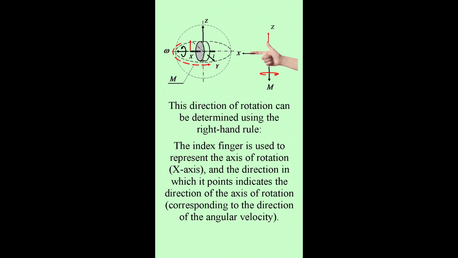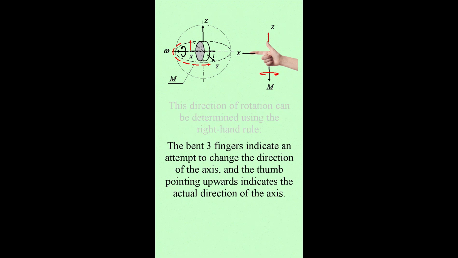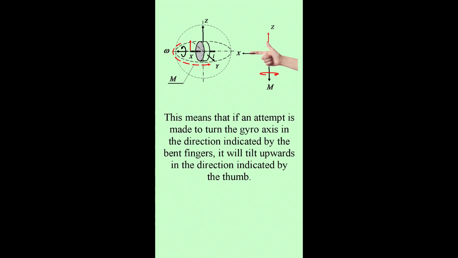The index finger is used to represent the axis of rotation, the x-axis, and the direction in which it points indicates the direction of the axis of rotation, corresponding to the direction of the angular velocity. The bent three fingers indicate an attempt to change the direction of the axis, and the thumb pointing upwards indicates the actual direction of the axis. This means that if an attempt is made to turn the gyro axis in the direction indicated by the bent fingers, it will tilt upwards in the direction indicated by the thumb.